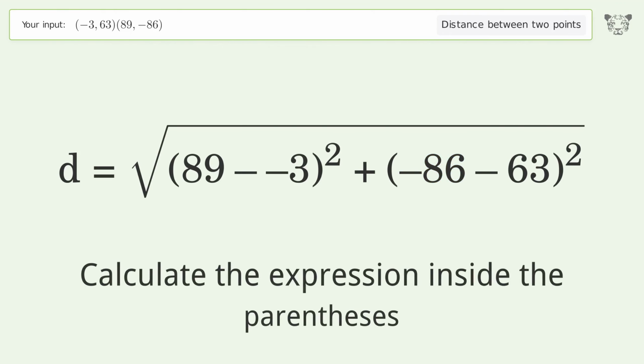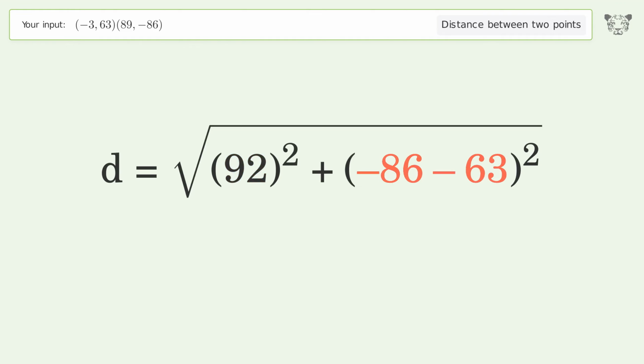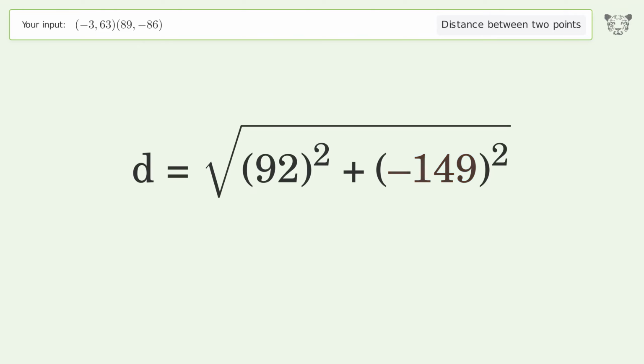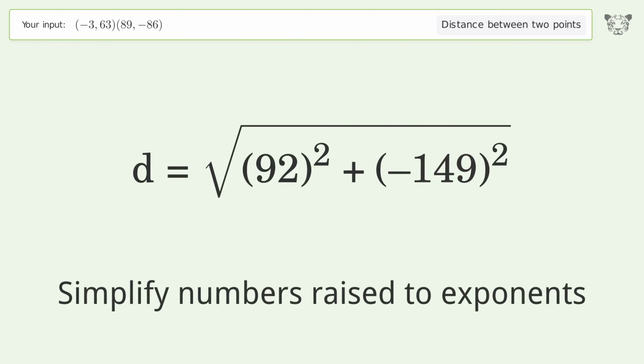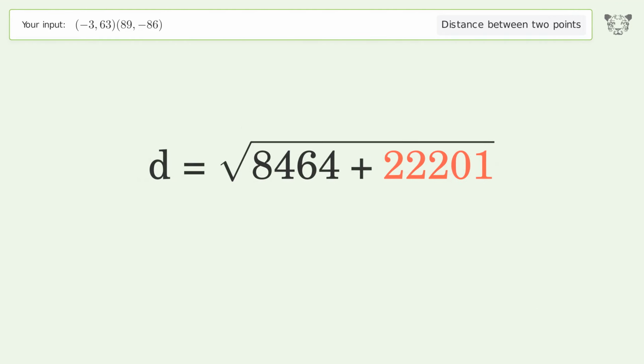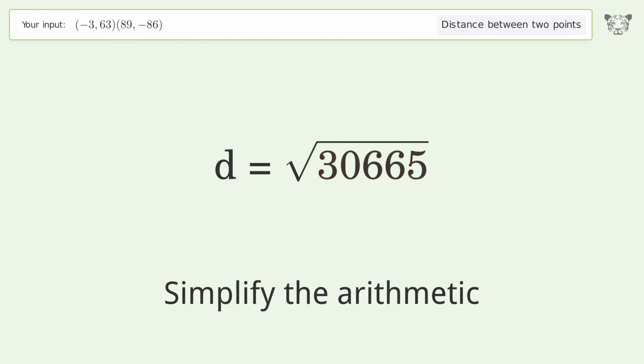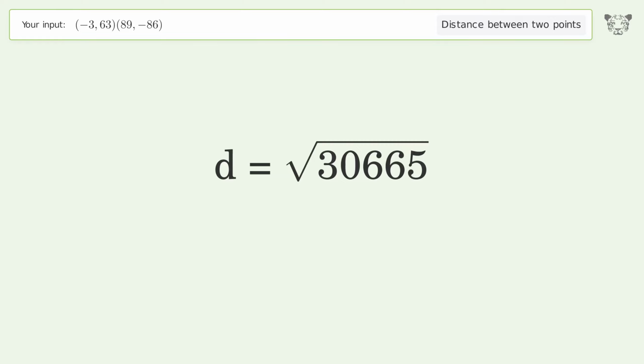Calculate the expression inside the parentheses. Simplify numbers raised to exponents. Simplify the arithmetic. And so the distance between the 2 points is the square root of 30,665, or 175.114.